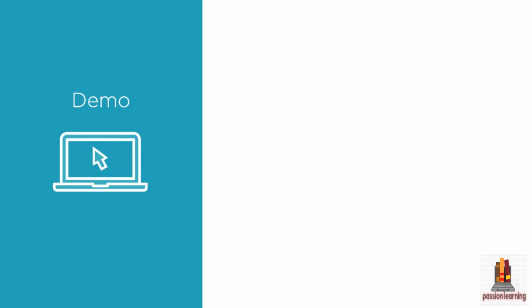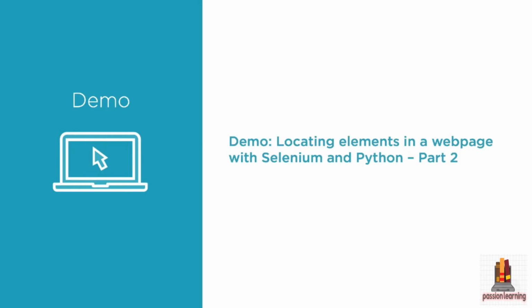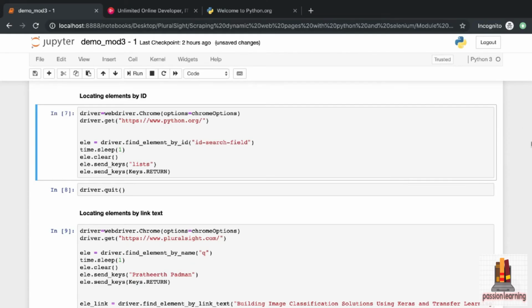As mentioned in the previous demo, here we'll look at the other methods of locating elements, but go through them a little quicker. The next method is to locate an element using the ID. Here, we'll navigate to the official site of Python, locate the search bar, and type in lists.